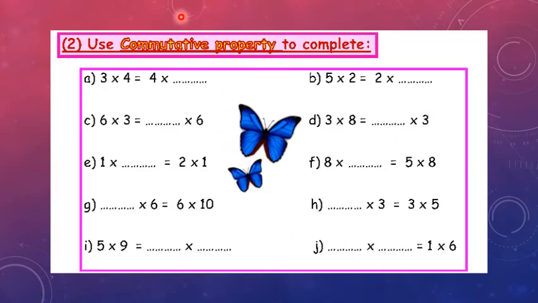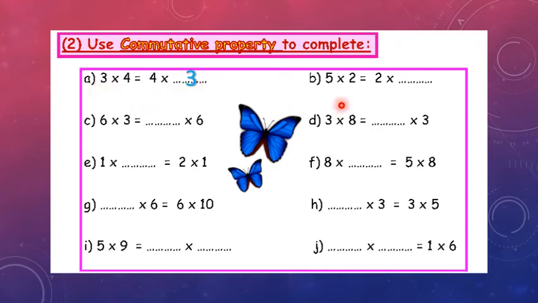Let's go to another exercise. Use commutative property to complete the missing sides here. Here we have in the first one 3 by 4 equals 4 by what? We have an equal sign here. Then we need to balance this equation. Here we have 3 by 4. We have in the other side 4 only. Then the missing part is 3.